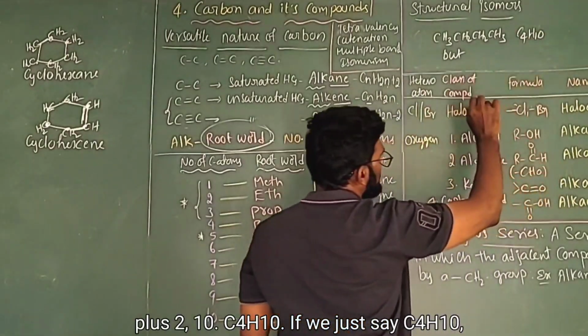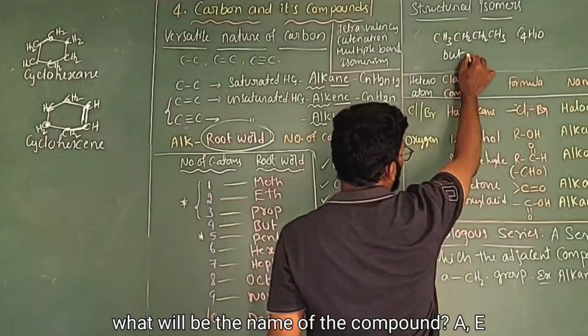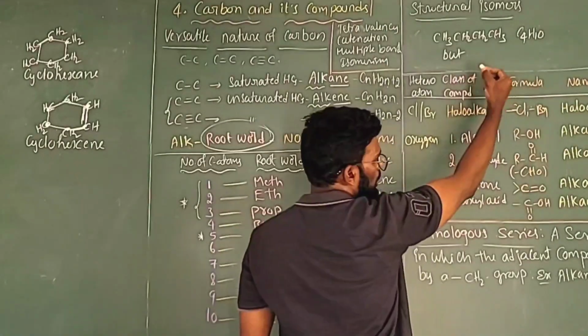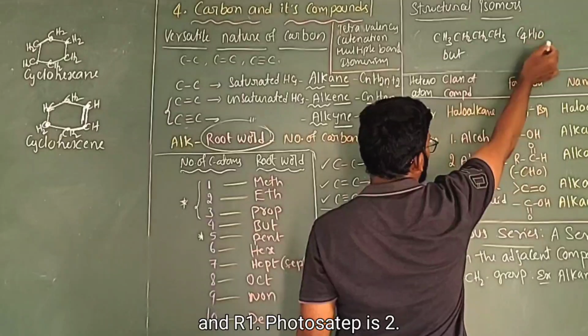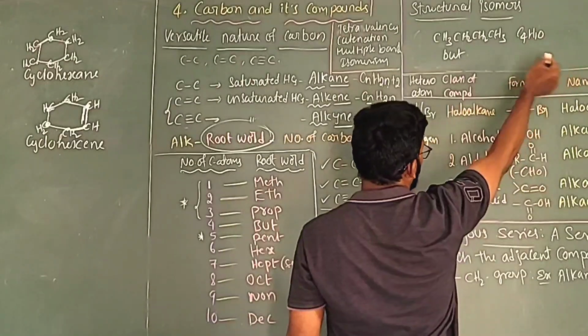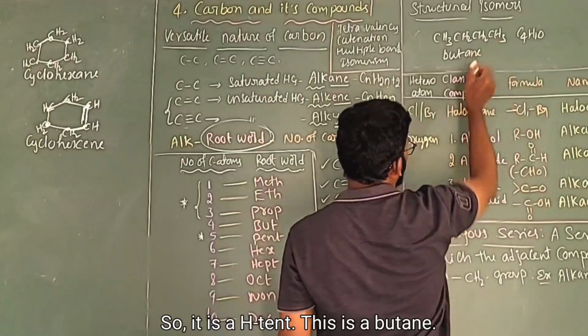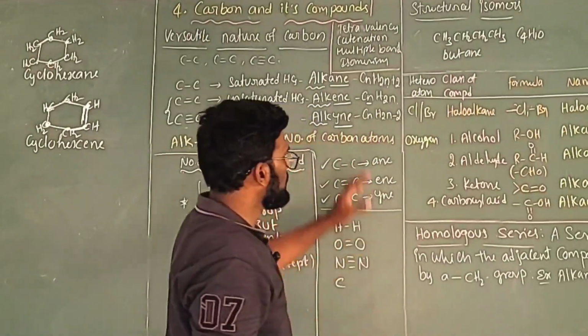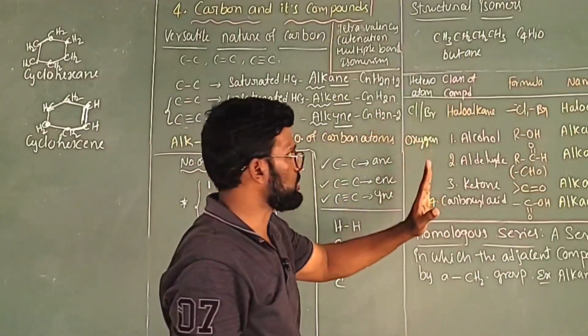C4H10. If it is C4H10, what will be the name of the compound? Ene or yne? 4 2s are 8 plus 2, 10, H10. So it is an alkane. This is butane, CH3, CH2, CH2, CH3.